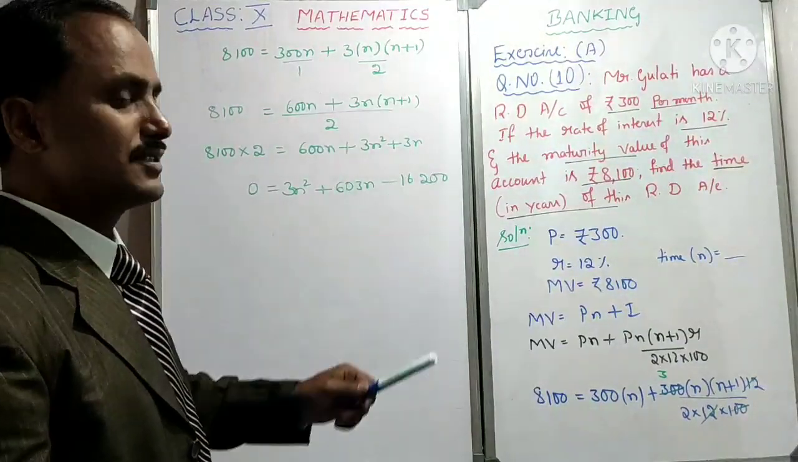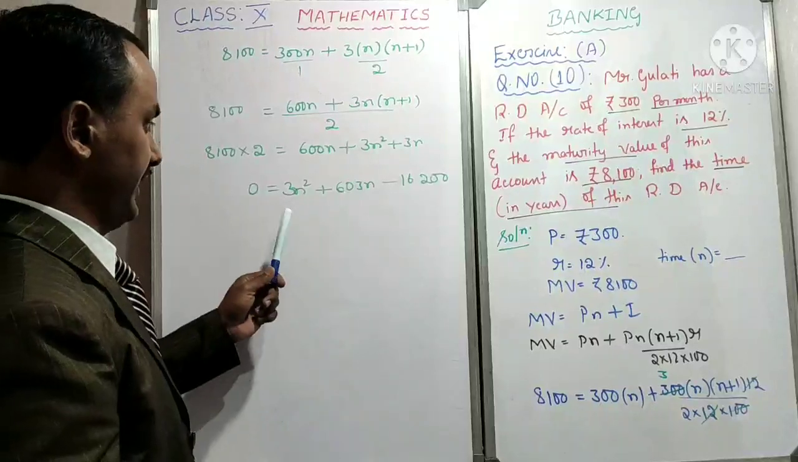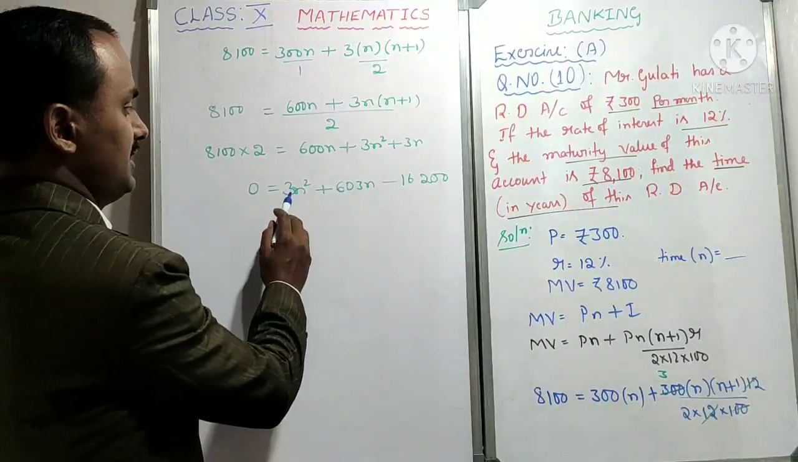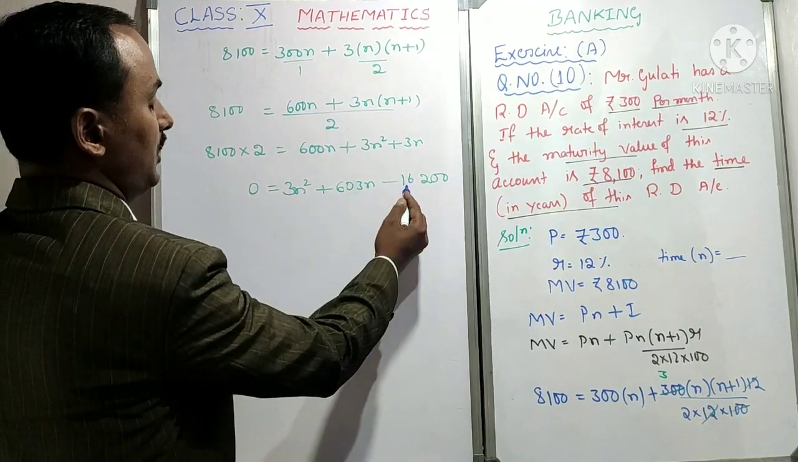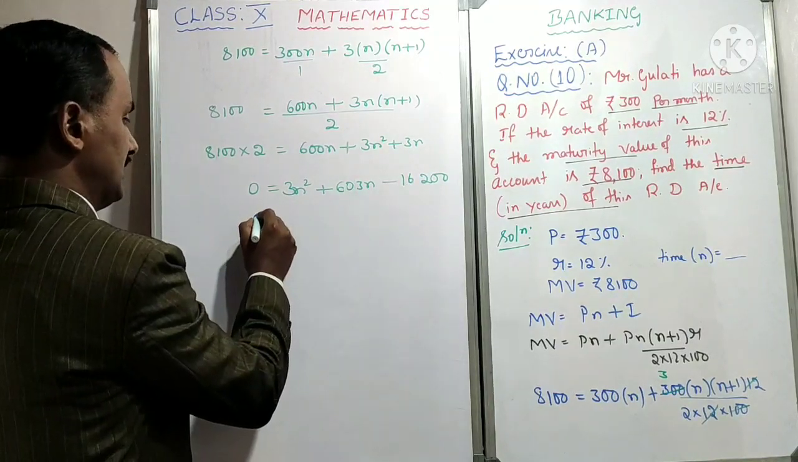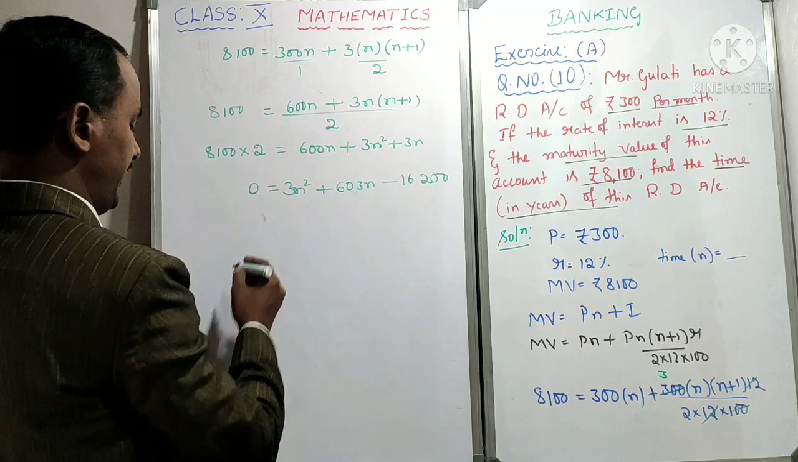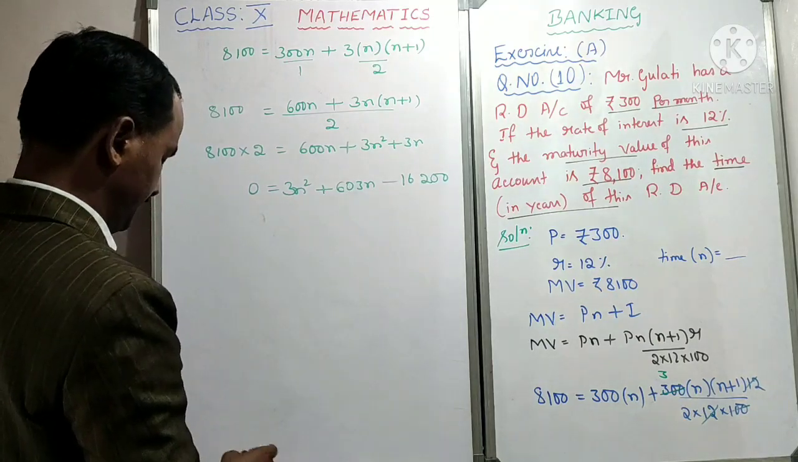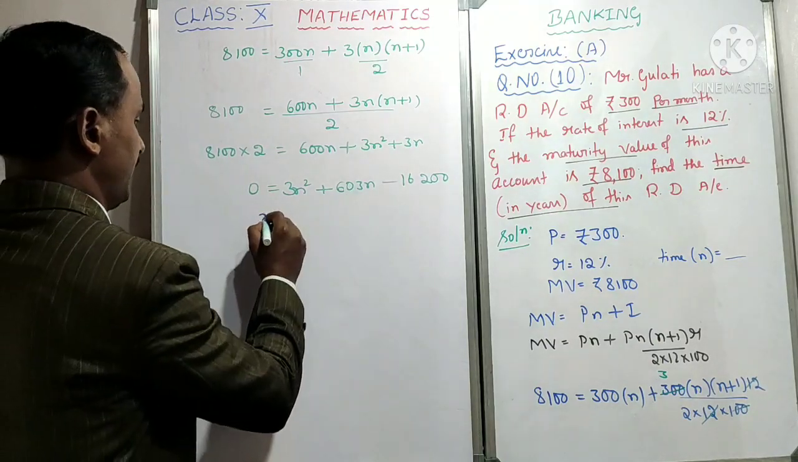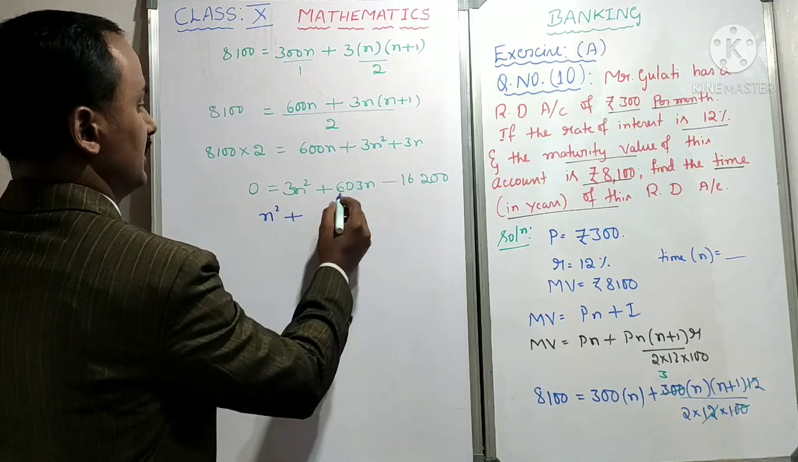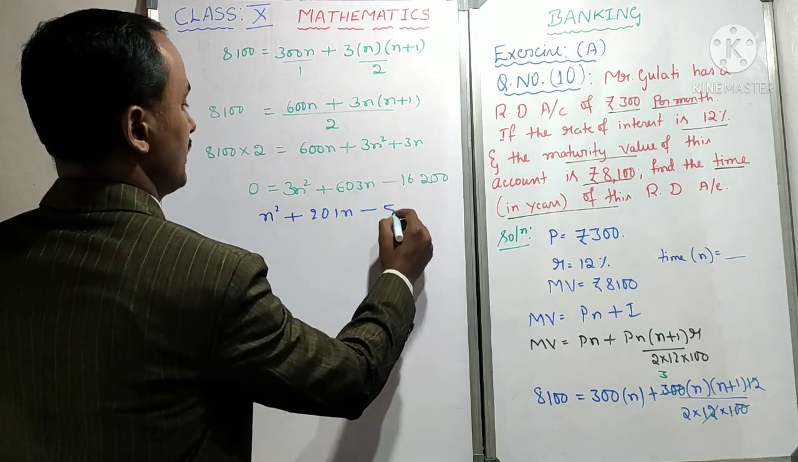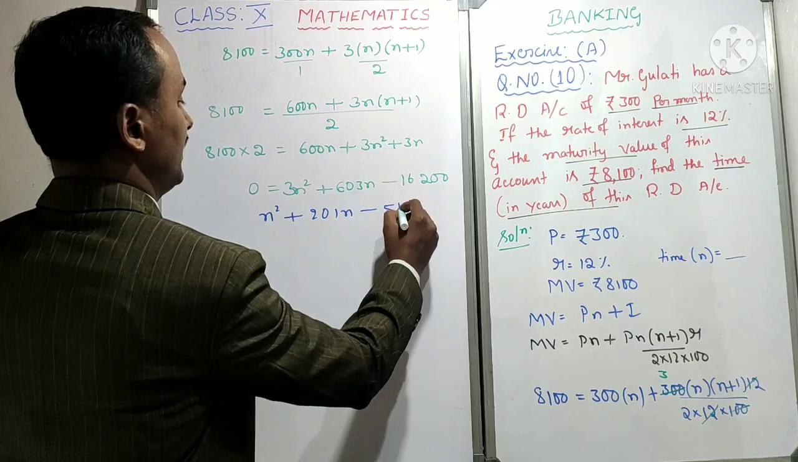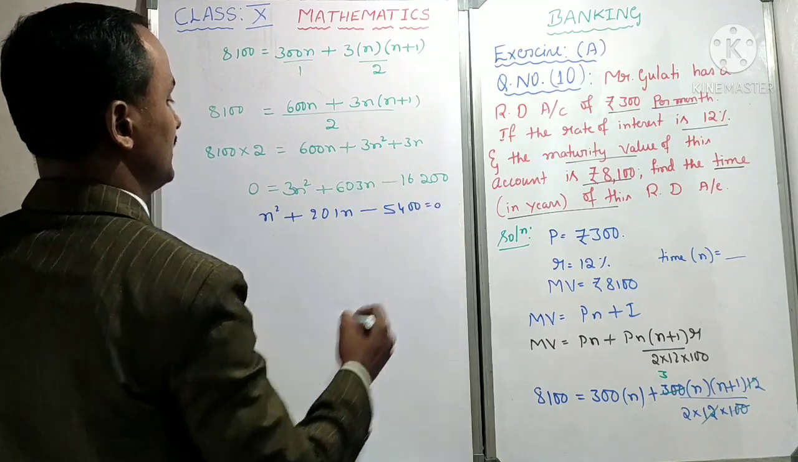These three terms are divisible by 3. How? Look here. 3 ones are 3, 3 twos are 6, 0, 3 ones are 3. 3 fives are 15. So 3 ones are 3, and 1 will come for n square. n square plus 201n minus 5,400 is equal to 0, since 3 into 1,800 is 5,400.